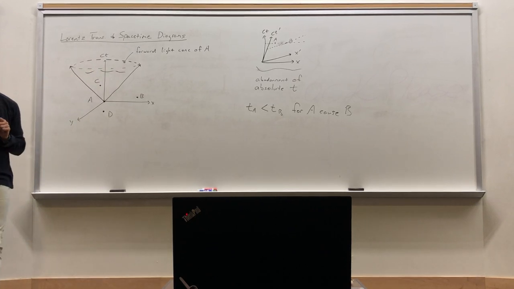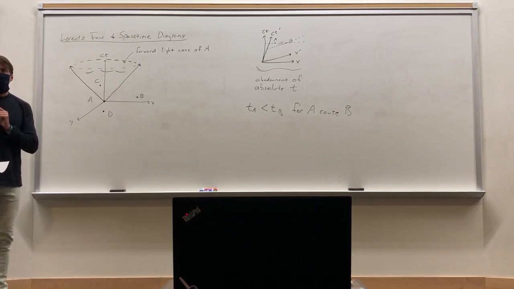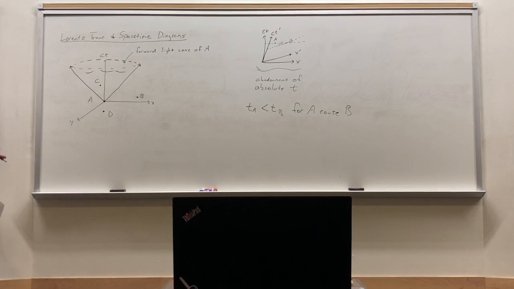Yes? So, just for clarity, A has the light cone and can't influence B because B's outside of the light cone. But B has a different light cone, and A is not in it, but you could look at it relative to B. Yes. Okay. Now, there's another light cone.